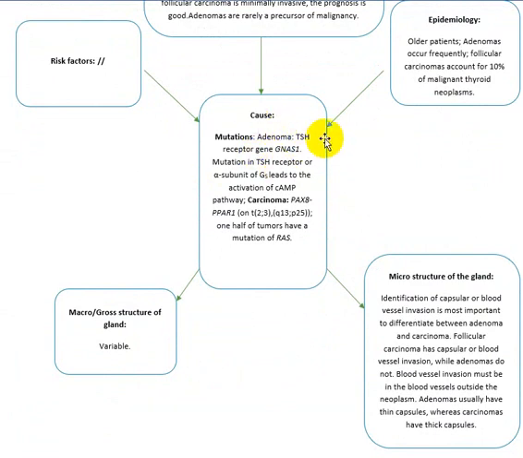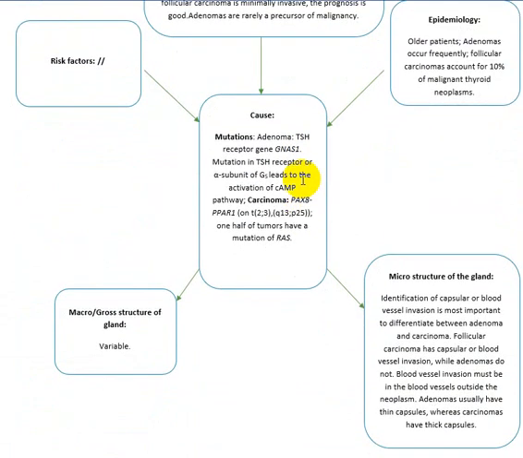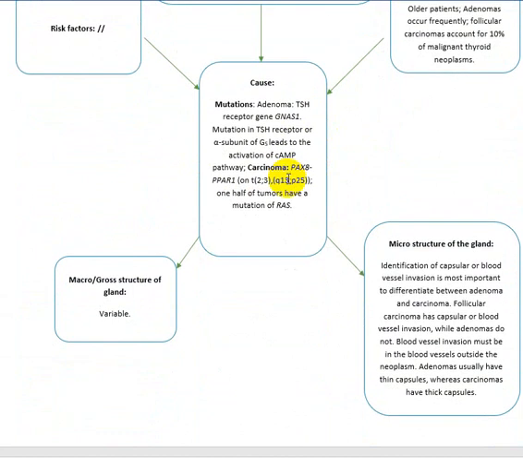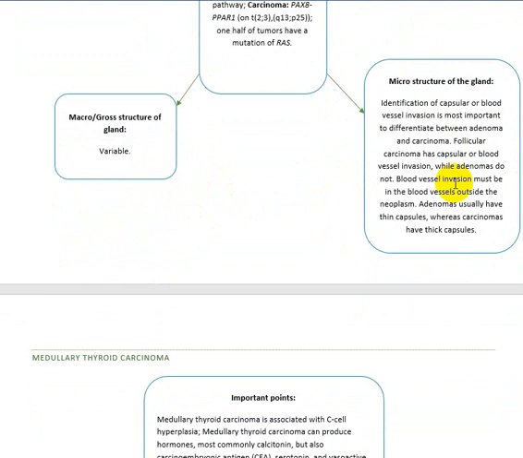The mutation for this one is the TSH receptor gene, whereas for papillary it is the RET proto-oncogene. Mutation in the TSH receptor or Gs alpha leads to activation of the cAMP pathway. Now the growth structure is variable. In the microstructure, identification of capsular or blood vessel invasion is most important to differentiate between adenoma and carcinoma. And as we said initially, follicular carcinoma has capsular and blood vessel invasion.